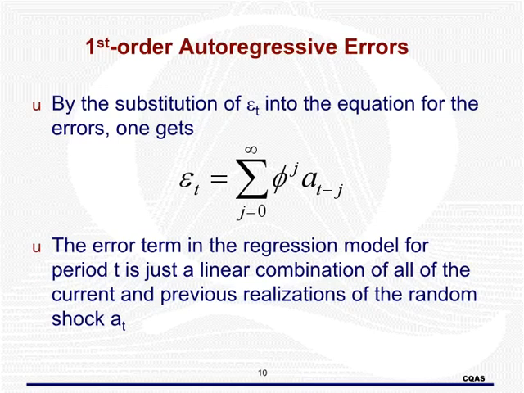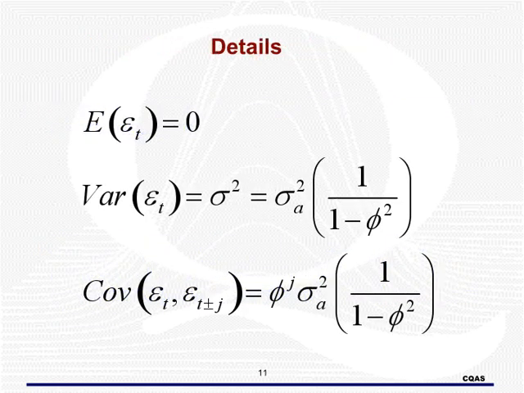Notice that this means that the error term in the regression model for period t is just a linear combination of all of the current and previous realizations of the random shock a_t. Here are some details for the relationship in the previous equation. First, the expected value is 0. This should not surprise you since the only terms in this equation that are random variables are the random shocks. We saw earlier that the expected value for that distribution is 0.